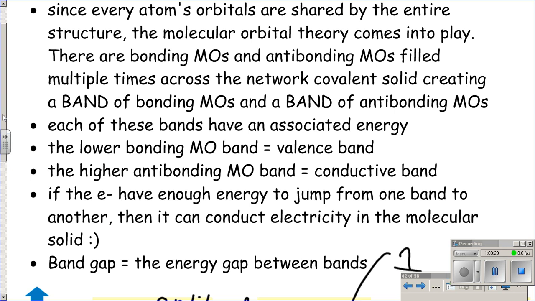I didn't mention, it's called a band because there's tons and tons of these same energy levels repeating themselves. So it essentially forms a band of bonding orbitals and a band of anti-bonding orbitals, and there's this gap in between because there's millions of these things lined up together.